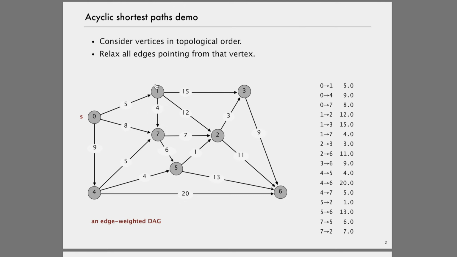And the algorithm is very simple. What we're going to do is just consider the vertices in topological order. Since there are no cycles, we know there is a topological ordering where we can lay out the graph and all the edges point to vertices that we haven't seen yet. And so we just relax all edges pointing from each vertex, taking them in topological order.